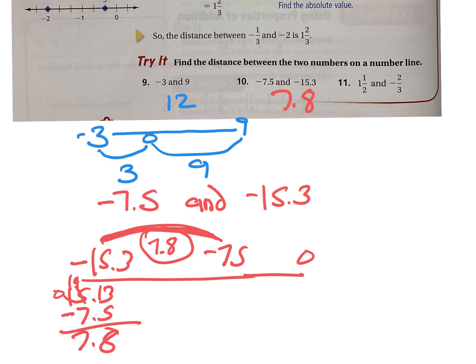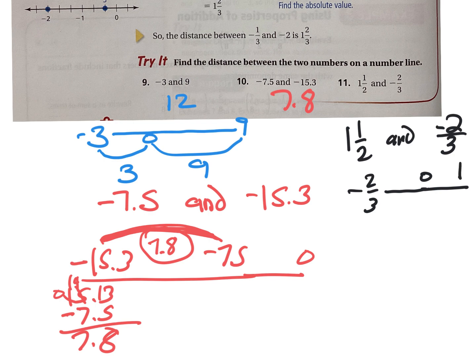Now let's do number 11. 1 1/2 and negative 2/3. So the negative 2/3 is right here, 0 is right here, and over here is a positive 1 1/2. So I've got to go from here to 0, and then from 0 to there. That'll give me the distance. I know that negative 2/3 to 0 is 2/3, and from 0 to 1 1/2 is 1 1/2. So I've got to add those values together, make this into a improper fraction.